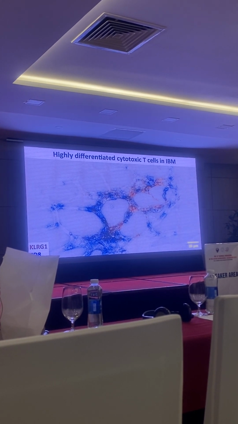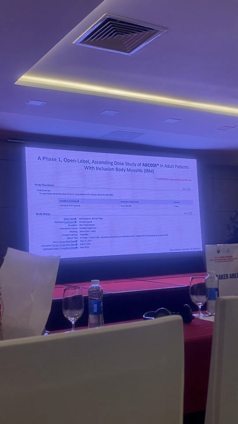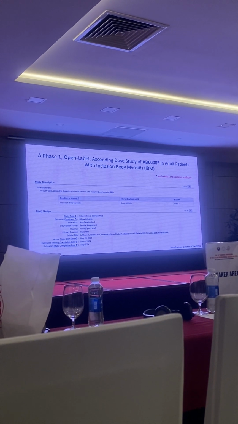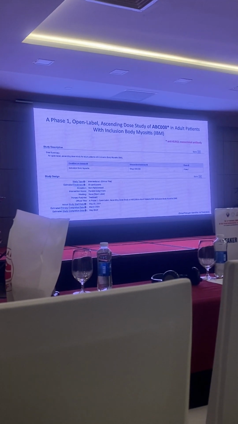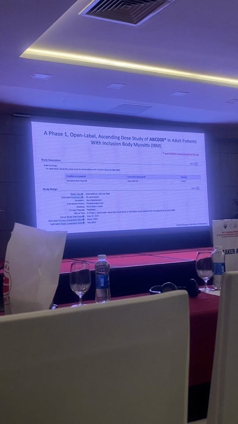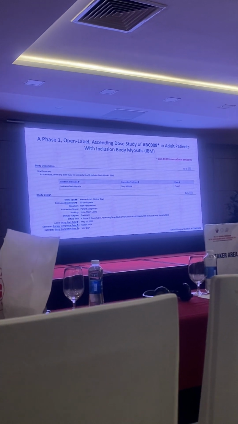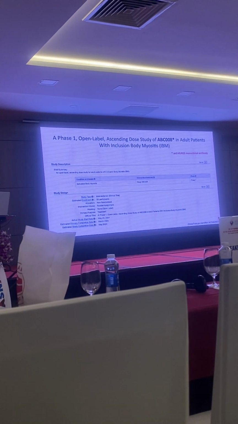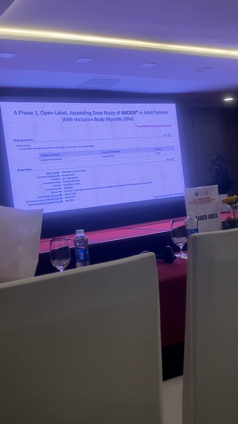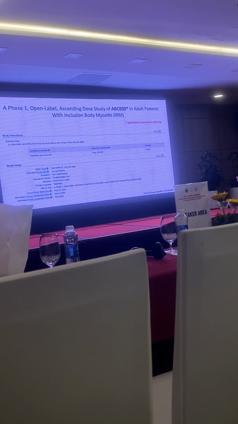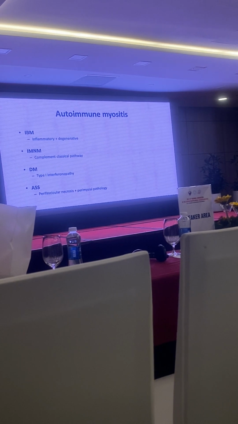Again, Steven Greenberg believed that this is really the cause of IBM. We don't know. We never know, but he believed it. And he actually established his own company, a pharmaceutical company, and is doing a clinical trial using a monoclonal antibody against KLRG1. We don't know if it works or not. Okay, so this is my last slide.